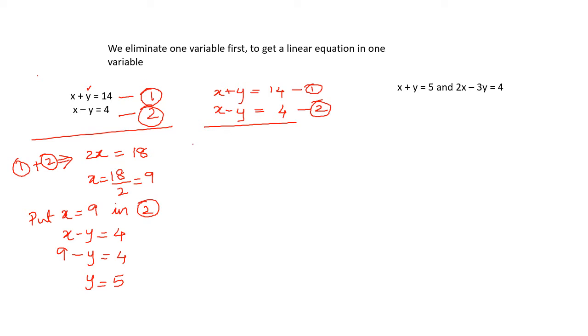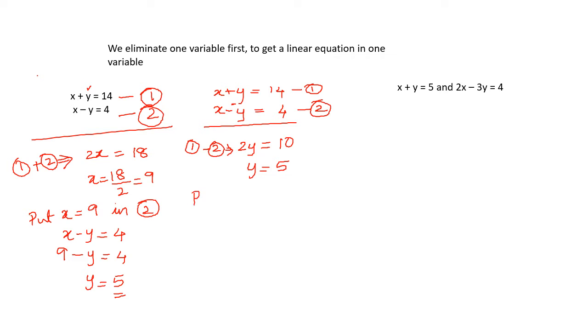Now if I do 1 minus 2, then what will I get? x minus x, x and x will get cancelled. Plus y minus of minus y. Minus of minus y will become plus y. So you will get 2y is equal to 14 minus 4, that is 10. Then you get y equal to 10 by 2, that is 5. See here, you got the same answer, y equal to 5.